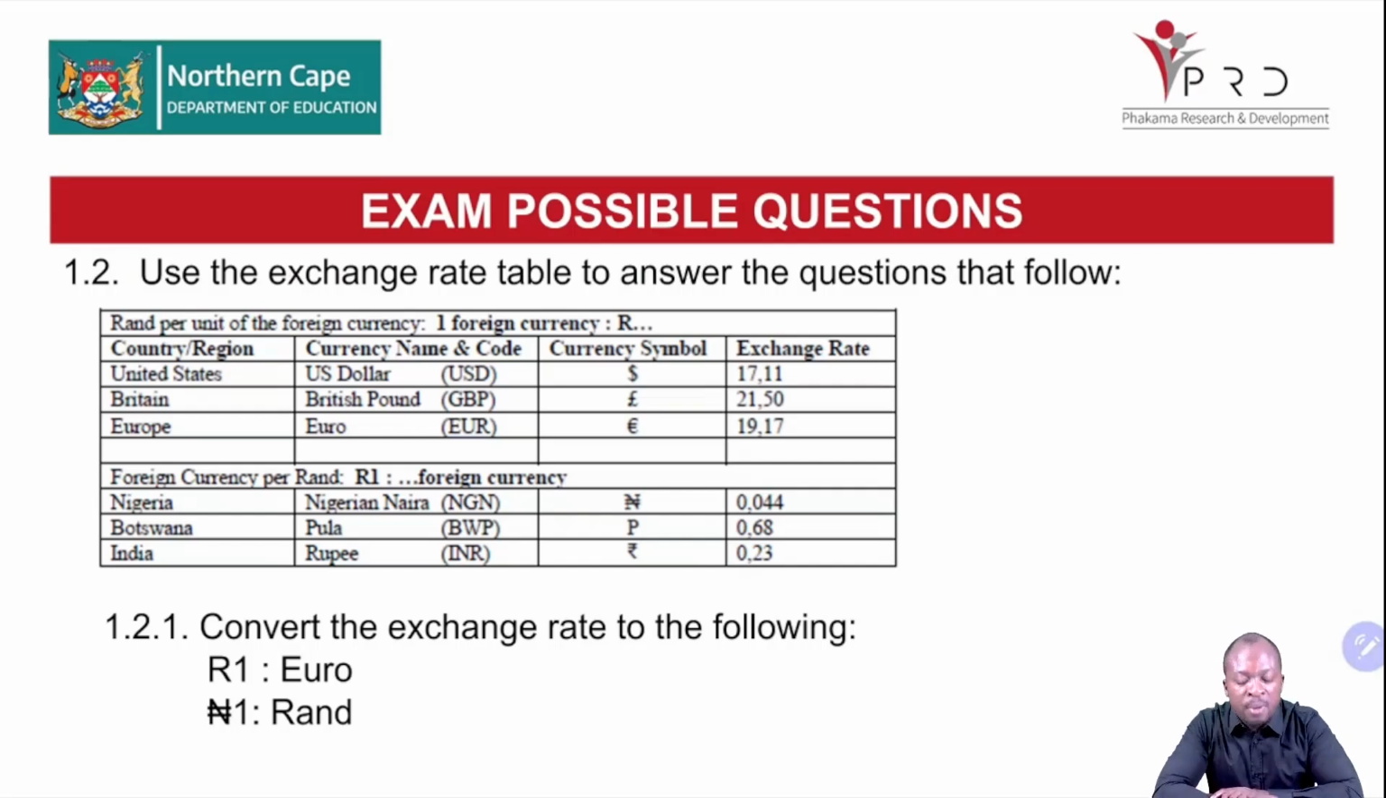How about question 1.2.1? It says use the exchange rate table to answer the questions that follow. So we have been given a nice information that has got various currencies and so on. So if you check, it says convert the exchange rate to the following: 1 rand to euro. We know the euro, 1 euro gives us 1917. How do we then convert it to rand in terms of 1 rand? And then naira to rand. I hope you can try that and see how it goes.